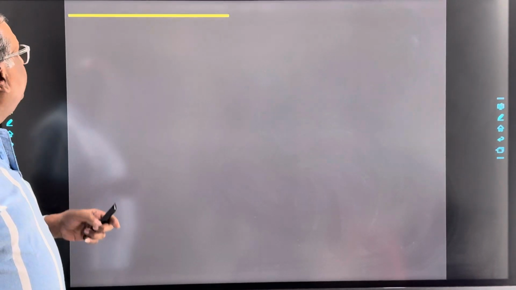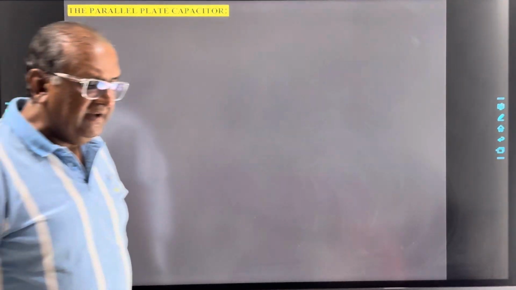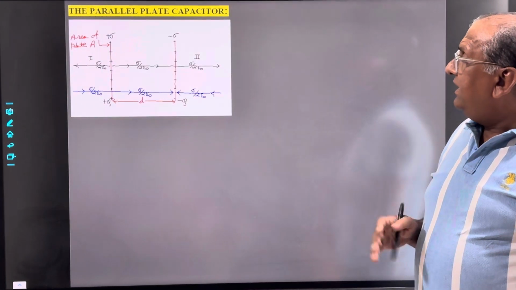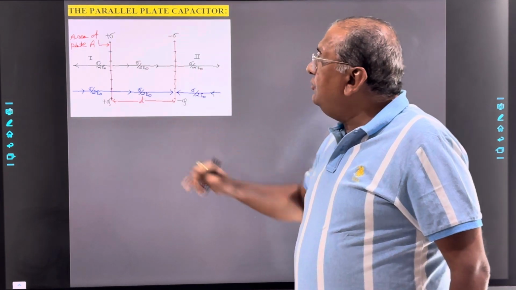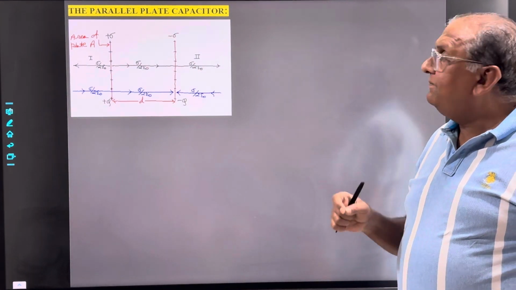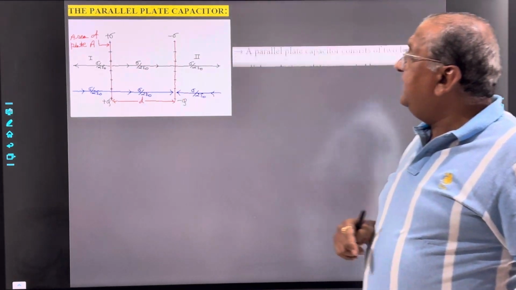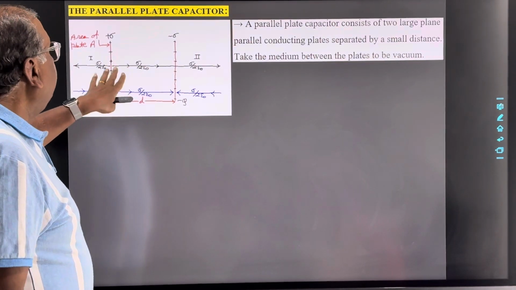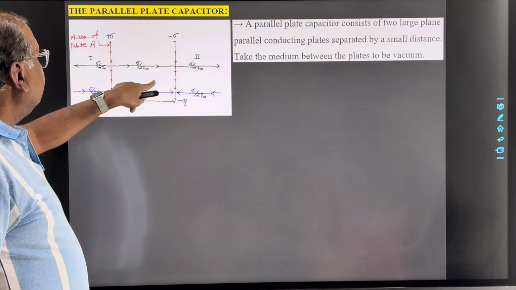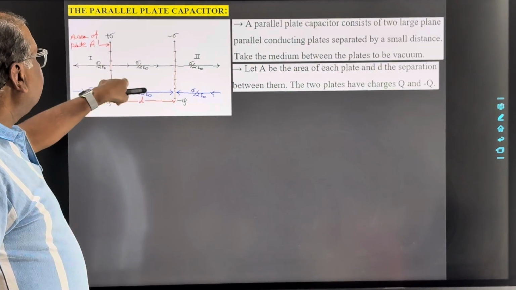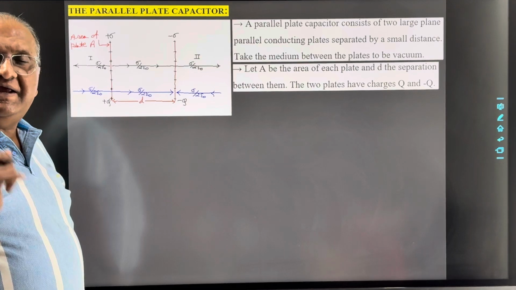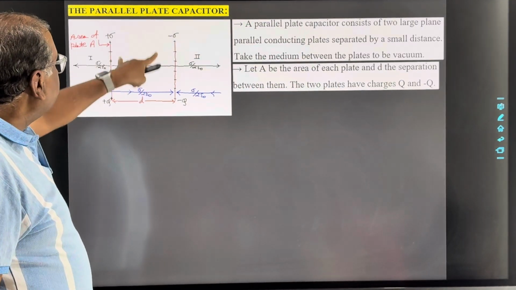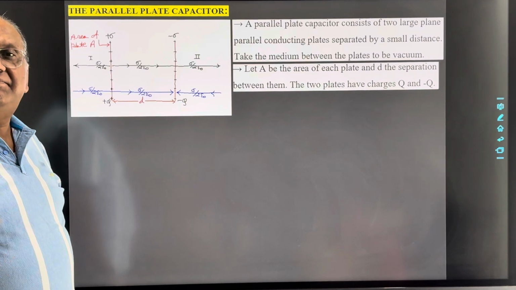Now next topic is the parallel plate capacitor. Here we have to find the capacitance of a parallel plate capacitor. In a parallel plate capacitor we take two plane parallel conducting plates as shown in the figure. These two plates are of large area and the separation between them is, suppose, small d, and the medium between the two plates is vacuum.